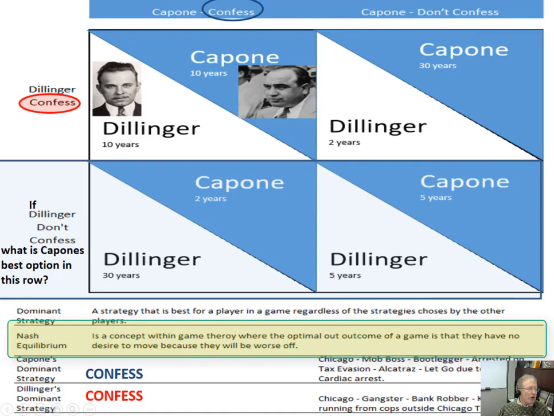And so now we are at a Nash equilibrium. What is a Nash equilibrium? A Nash equilibrium is a concept within game theory where the optimal outcome of a game is that the 2 players have no desire to move because they will be worse off.